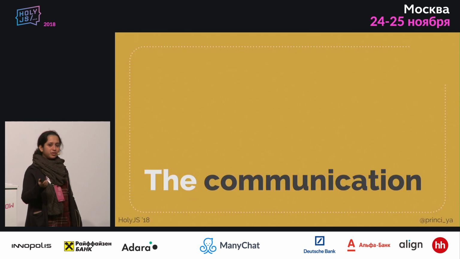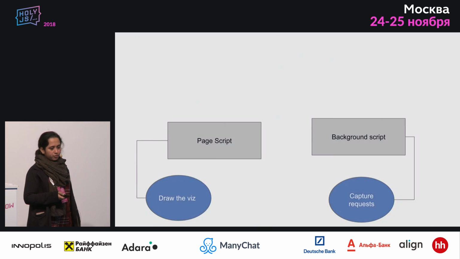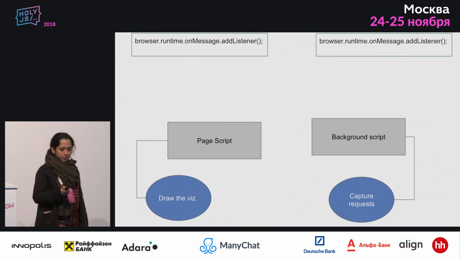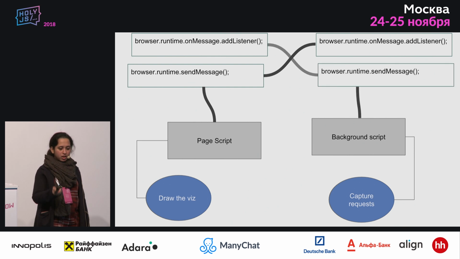The communication between these different scripts, that is background script, page script, or the content script, takes place via asynchronous message passing, or in other words, it uses the runtime WebExtensions API. Now, for example, in the context of Lightbeam, there is the page script, which draws the visualization, and there is the background script, which captures all the requests. Each one of these has event listeners, and for displaying the visualization, the page script would send a message on runtime to the background script: show me all the trackers that you've collected so that I'm able to display them. It talks to the event listener, which is activated from the background script, and the background script on the other side gives all the information.